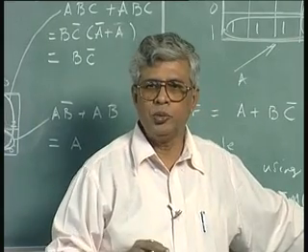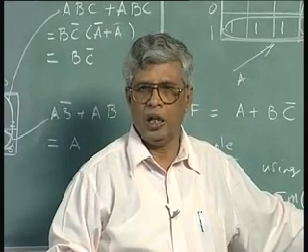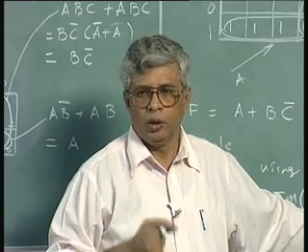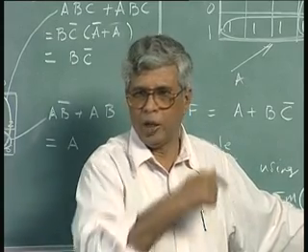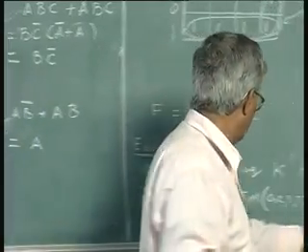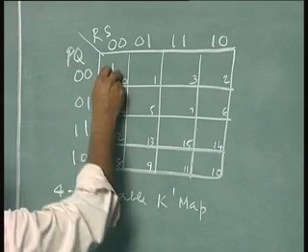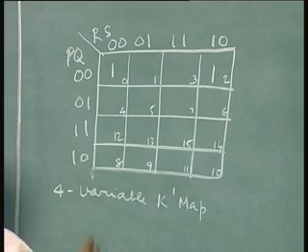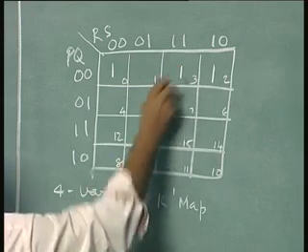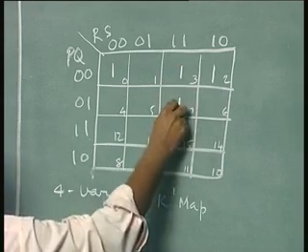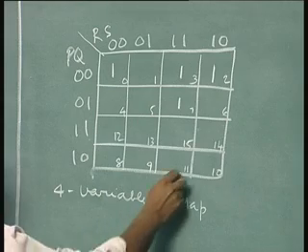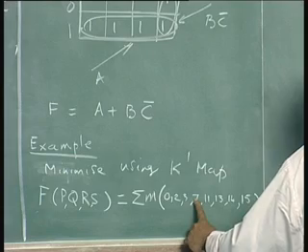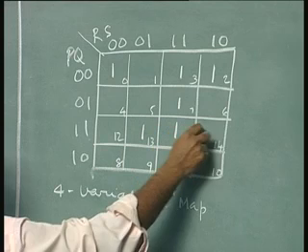Now, what are the minterms for which the output is true or 1? Those have to be mapped onto this graph. These are 0, 2, 3, 7, 11, 13, 14, 15.